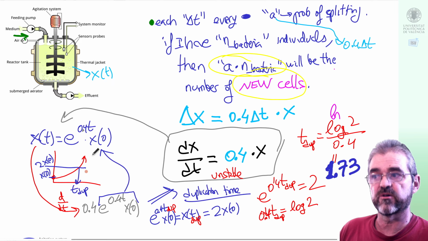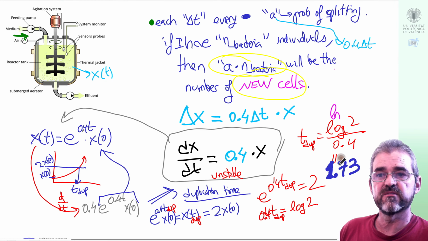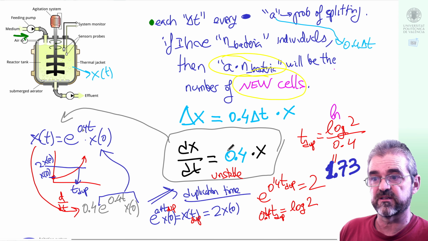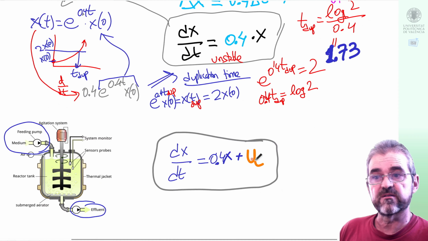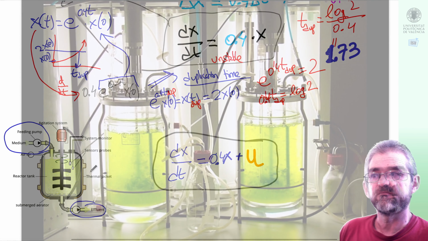And we discussed the concept of duplication time, and we also discussed that this is a free response, but we can introduce a manipulated inflow or outflow, depending on the sign, manipulated variable u, which will be the base model for a controlled bioreactor, so that we can make the population follow prescribed time trajectories, which will be addressed in forthcoming videos. So for the moment being, we end here.